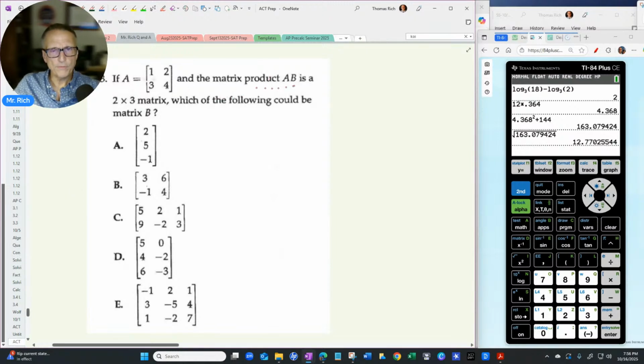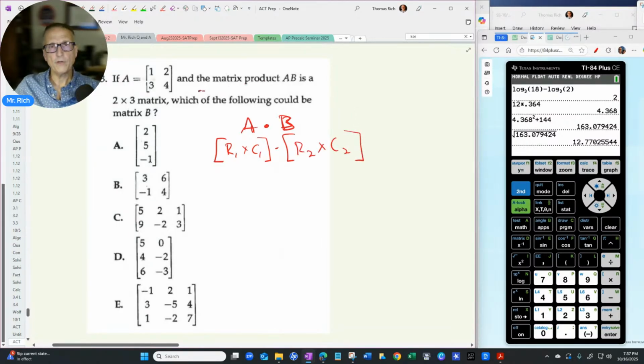If you are multiplying 2 matrices together, let's just call it matrix A times matrix B. You can't multiply all matrices. It all depends on whether their dimensions are accommodating each other. How do you know if you can multiply 2 matrices? Well, if A is R1 by C1, it has R1 rows and C1 columns, and B has R2 rows and C2 columns.